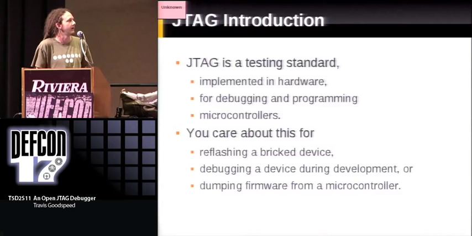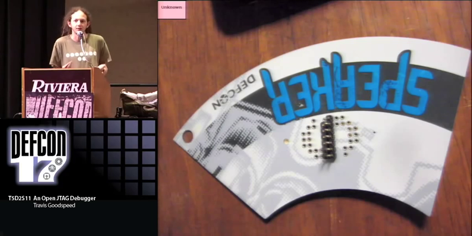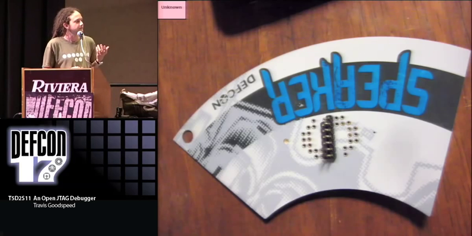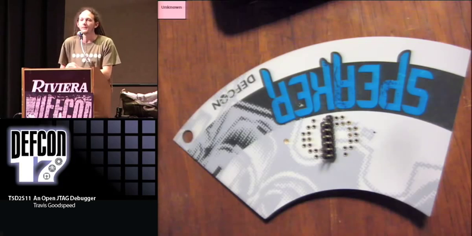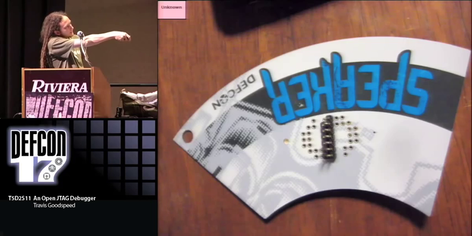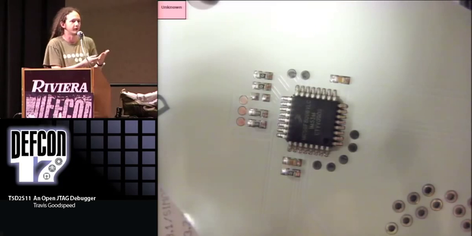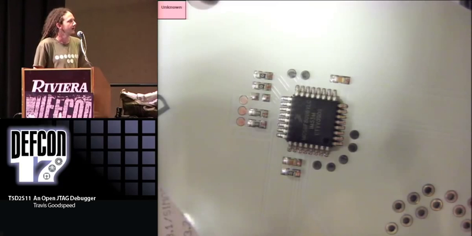So this is my DEFCON badge. And to hack this, I decided I'd actually hack the Freescale JTAG standard, because you can't program the Freescale chips very easily from Linux. It's the same situation that the MSP430 had when I began to work on it. So if you see these little testing pads on the back of your badge near the chip, and you can look at your own badge for this, you don't have to rely on the screen.